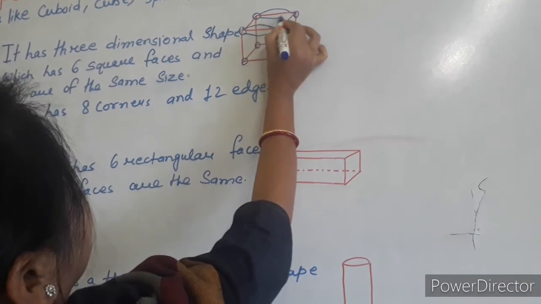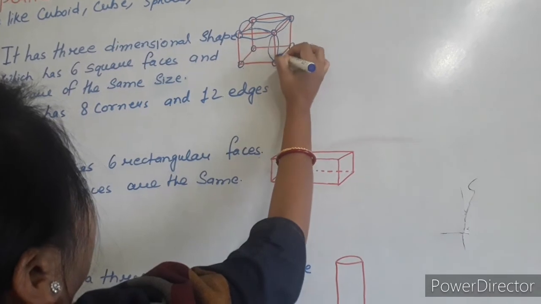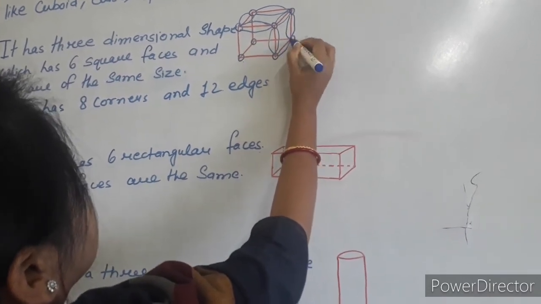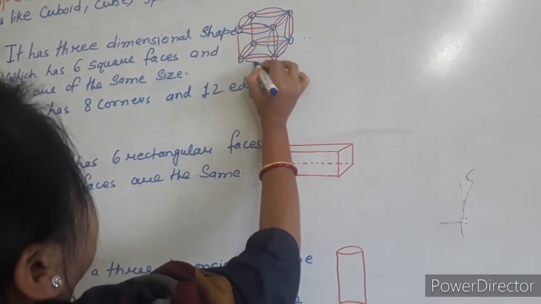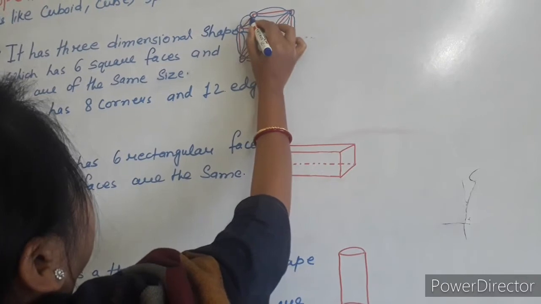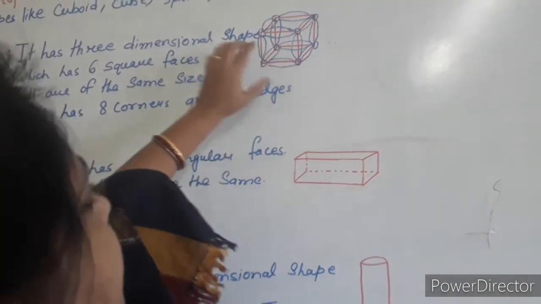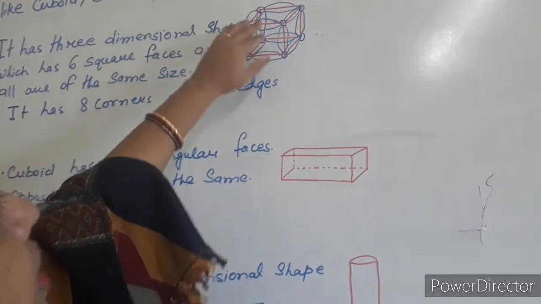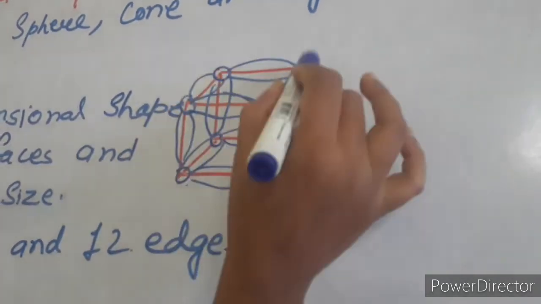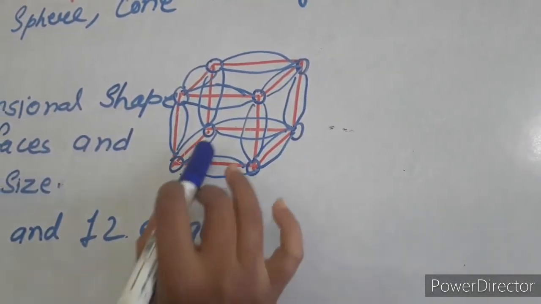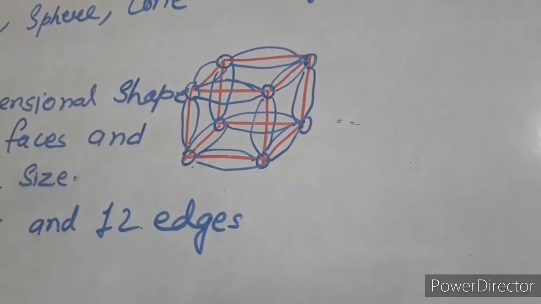1, 2, 3, 4, 5, 6, 7, 8, 9, 10, this is 11 and 12. This picture has now changed its shape, but I just want to show you which one is the corner and which one is the edge. Okay, these circles are the corners and this one I have shown is the edges. They are 12 in number.